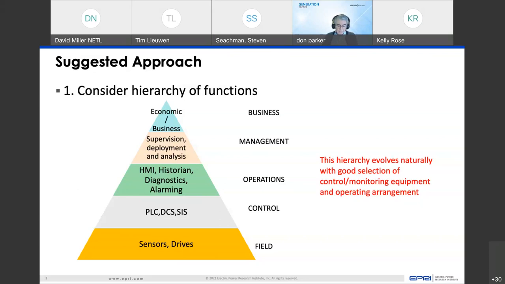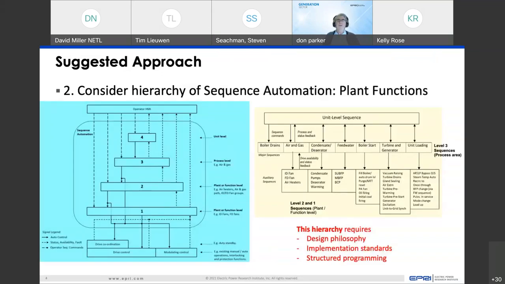I think what we need to do is really look at integration rather than plugging in or adding. So we need to integrate rather than add. And this is why we've got to develop a roadmap, as we were speaking about at the EPRI level, but at the local level. And so think of that hierarchy of functions, and now look at a hierarchy of automation and how it looks. So hierarchy of functions occur naturally, I think, or evolve naturally.